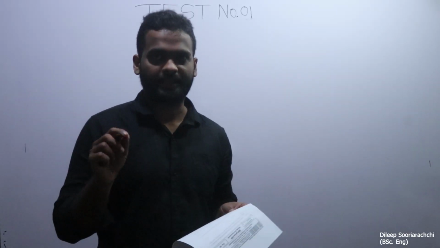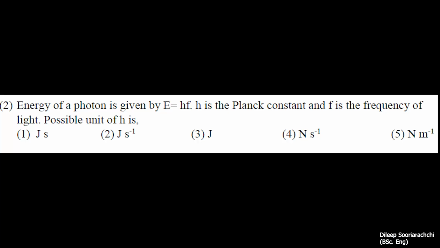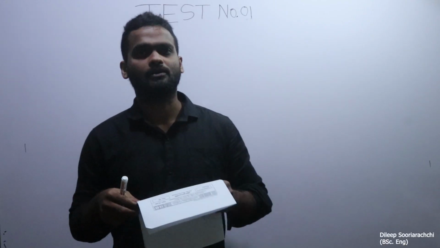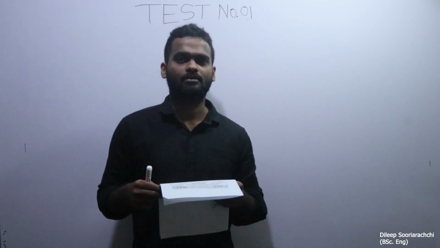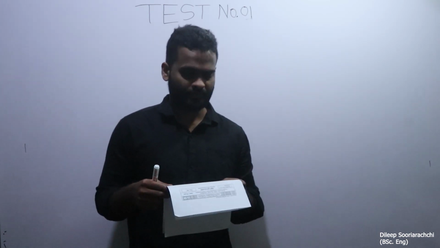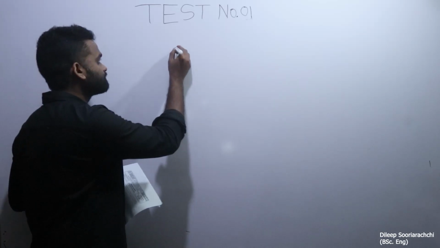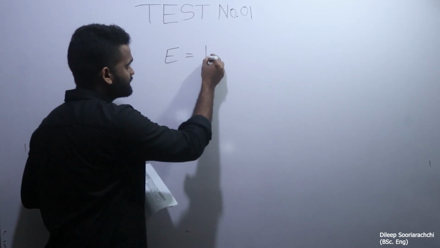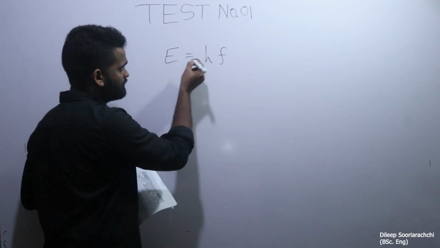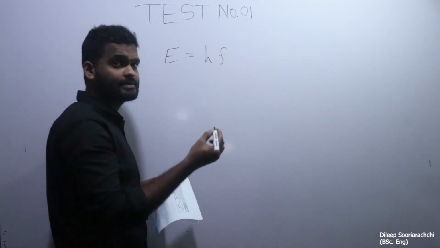Okay, moving on to the second question. Energy of a photon is given by E equals hf. h is the Planck constant and f is the frequency of the light. So they are asking for the possible unit of h, which is the Planck constant. They are asking the units of Planck's constant. So here we have the equation, E equals hf. Energy, Planck constant, and this is frequency.